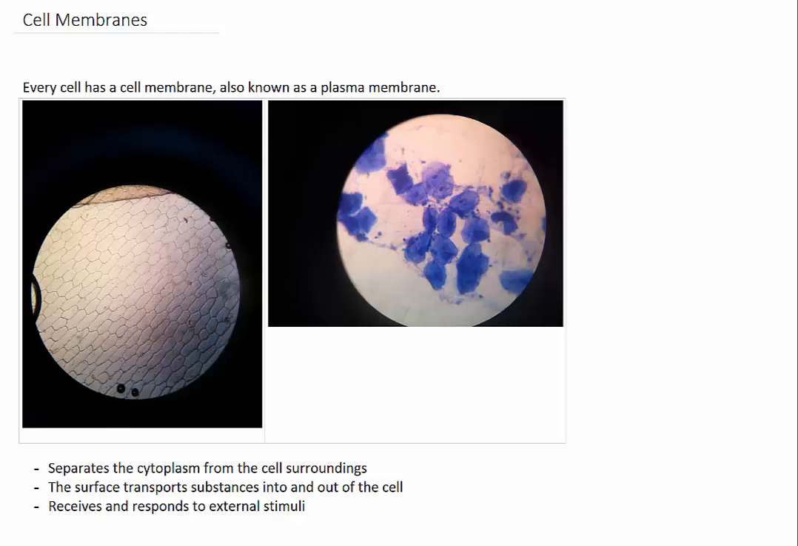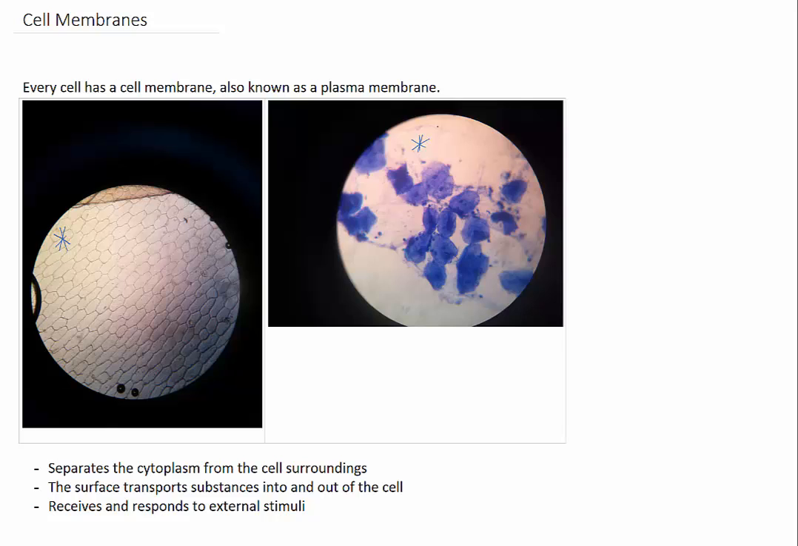Every cell has a cell membrane surrounding the cell. Cell membranes are also referred to as plasma membranes. So if you remember the cells that you've looked at so far, the onion cells, cheek cells, and bacterial cells all have a cell membrane. It's one feature that's common to all cells.